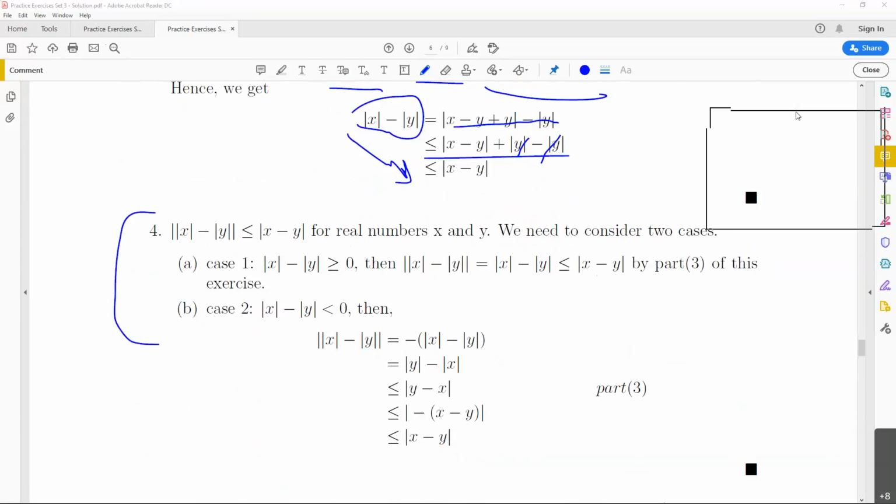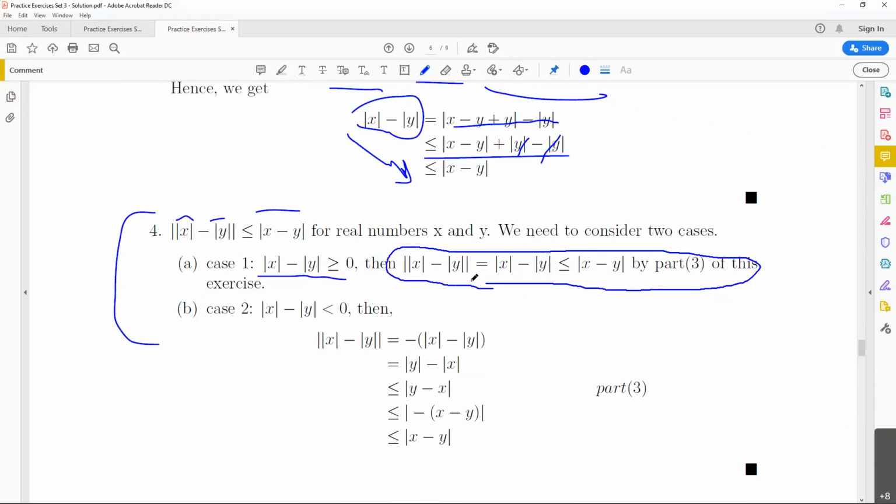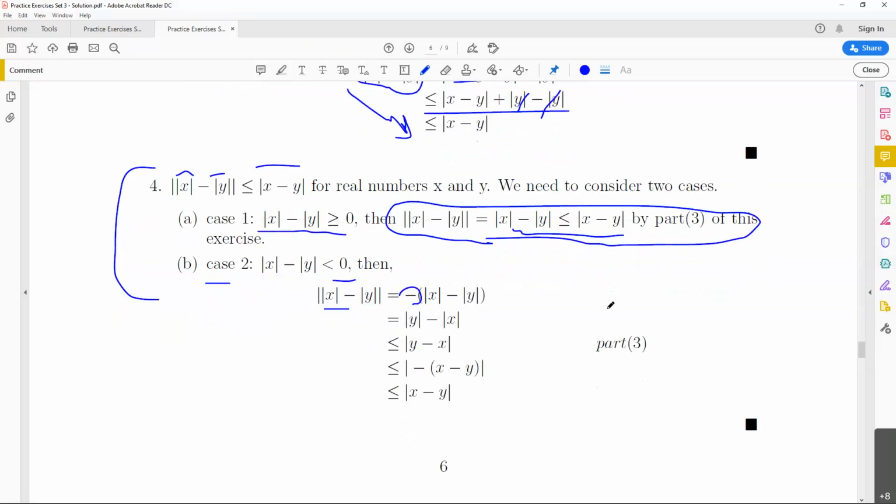Let's read it together. Why not? The absolute value of the absolute value of x minus the absolute value of y. Is it less than this thing? Two cases. If it's bigger than zero, part three. You just remove the absolute value and we just proved this in part three. Other case, if it's negative, then it equals minus the difference. So insert the minus. It's y minus x. It's less than this, again, part three. And you can add the minus sign just so you can get the look that you're going for.